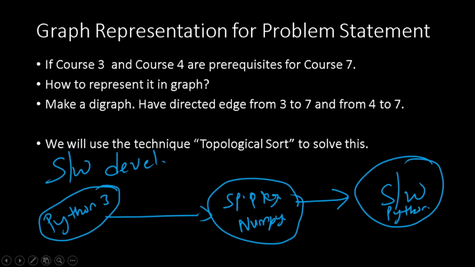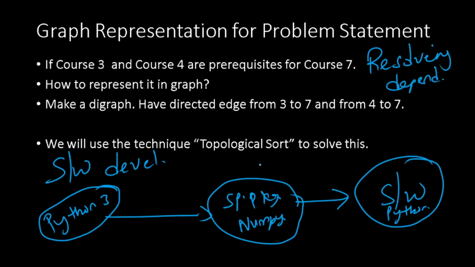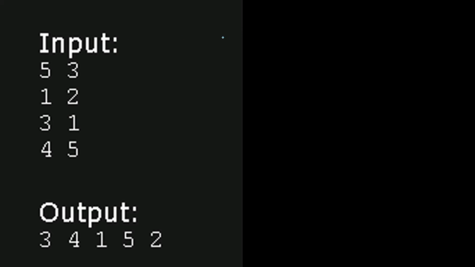So these sorts of problems are about resolving dependencies. If you are a Linux user, you'll be familiar with this term, resolving dependencies. For that, we'll have to use topological sorting, because as you can see, Python 3 is a prerequisite for NumPy. NumPy is a prerequisite for your software. I hope that makes sense. So this is a very important and general problem. Let's look at the example test case.